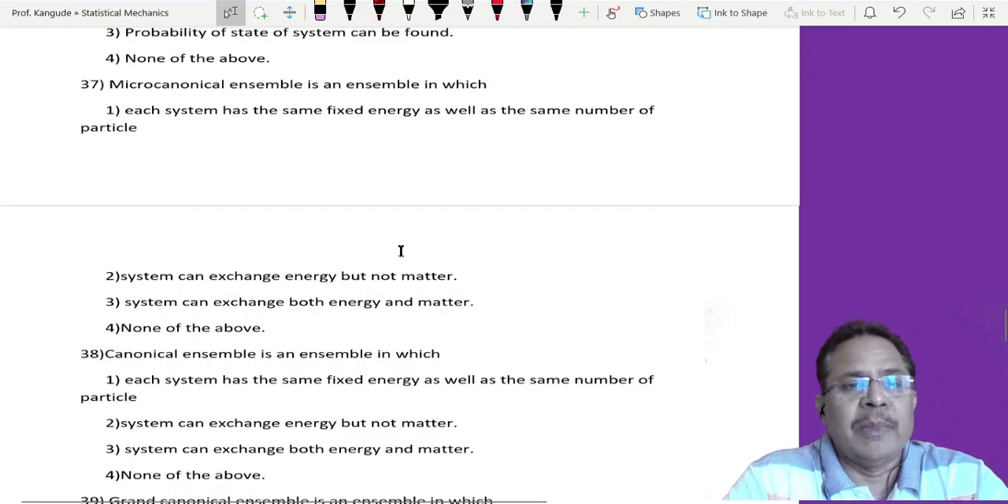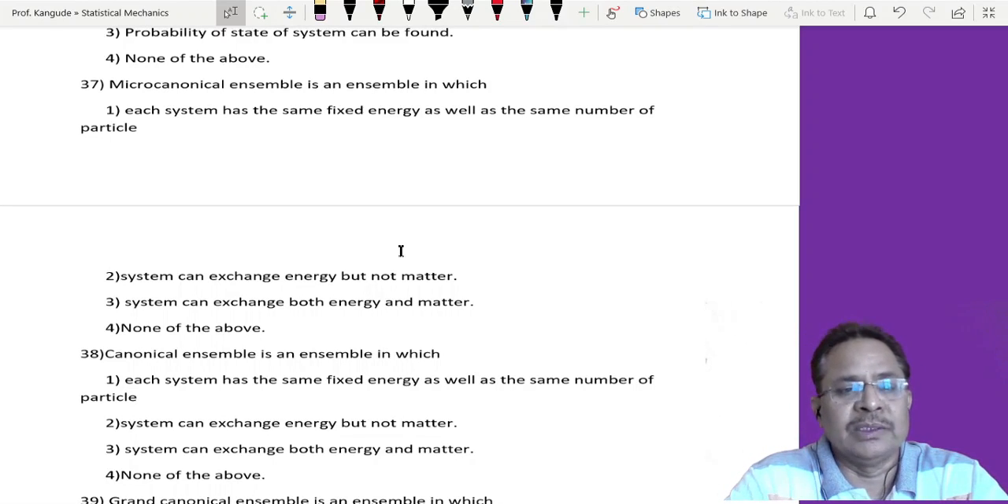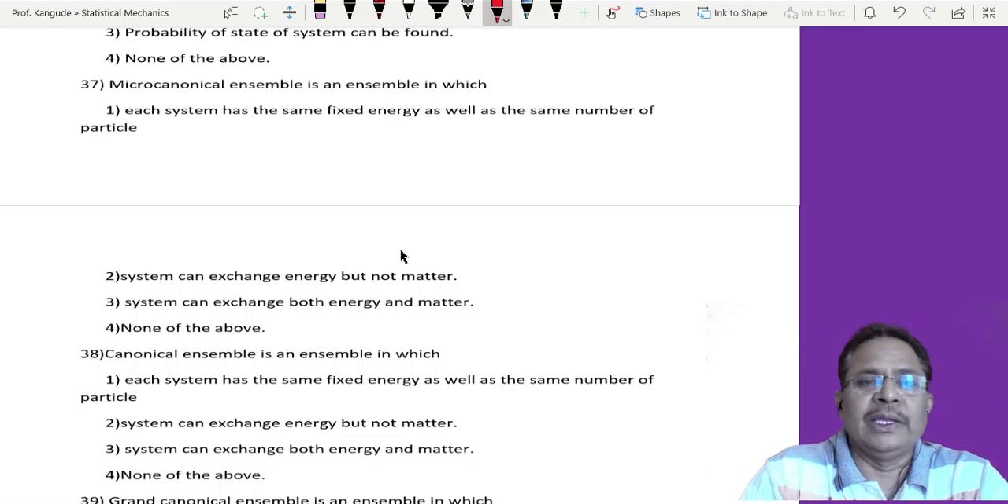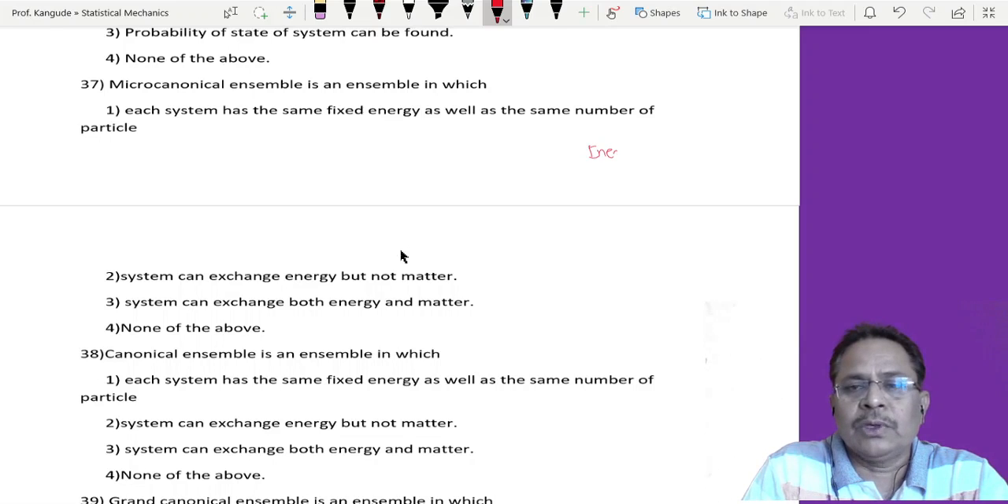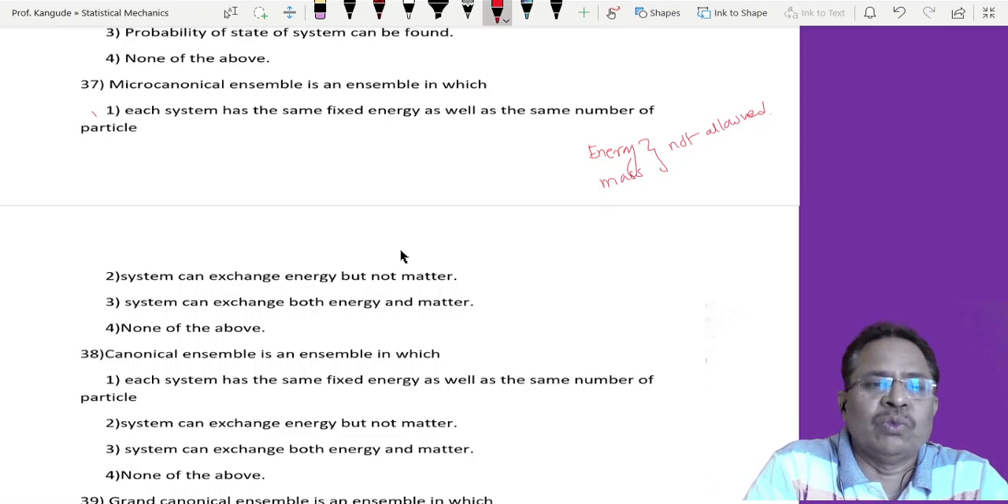37, microcanonical ensemble is an ensemble in which its system has the same fixed energy as well as the same number of particles. Option 2, a system can exchange energy but not matter. A system can exchange both energy and matter, and none of the above. So here microcanonical ensembles are those wherein no energy is allowed to exchange, as well as exchange of the mass of the particles is also not allowed. Such type of ensemble is called the microcanonical ensemble, and therefore option 1 is the correct option for question number 37.